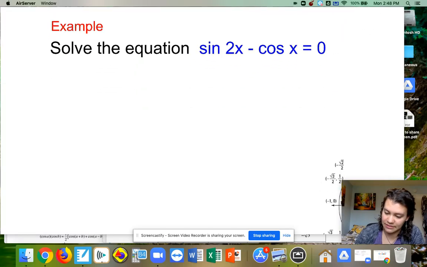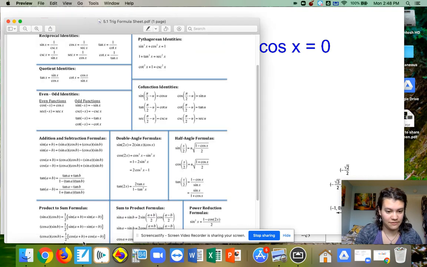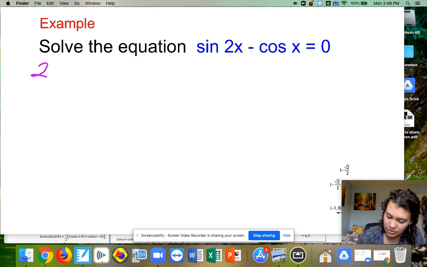Here's a slightly different version. So we have sine of 2x minus cosine, which is a little weird because we haven't added 2x before. So look at your trig identity sheet and change this sine of 2x using the double angle formulas, I believe. So pull this up, look at your double angle, and then replace that sine of 2x with 2 sine x cosine x. So you get 2 sine x cosine x minus cosine of x equals 0.